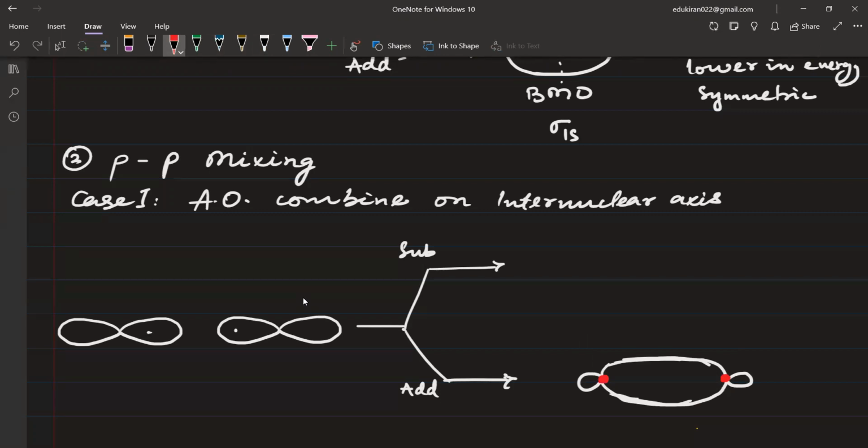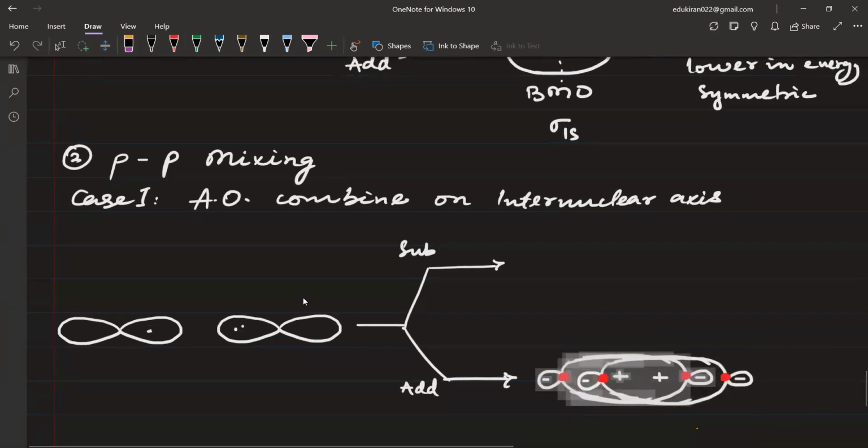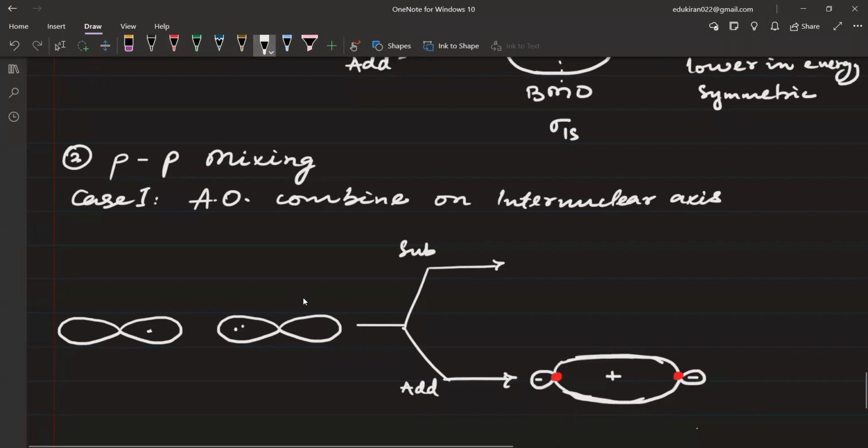All of you can see that? Yes or no? Please tell me, guys. Yes, sir. When both of these mix, they have the same phase, so let us take positive phase. This whole thing will be positive phase. This will be negative phase, and this will be negative phase. Also, one more thing: this is going to be sigma. Let us take this as the 2p orbital and this also as the 2p orbital. This will be sigma 2p.